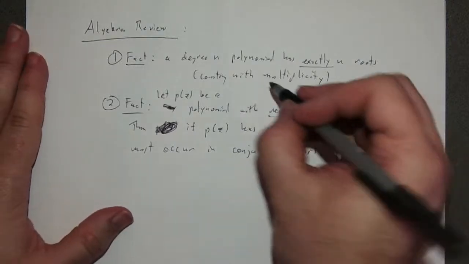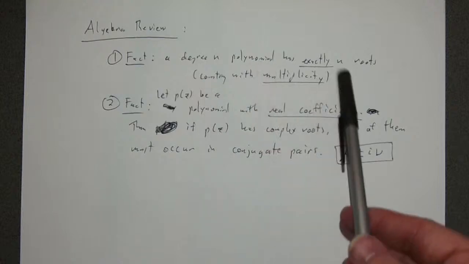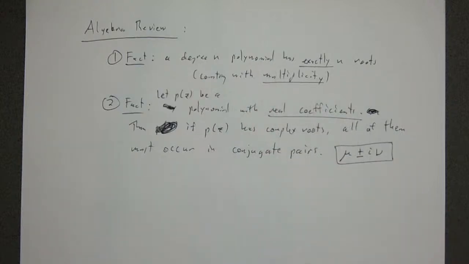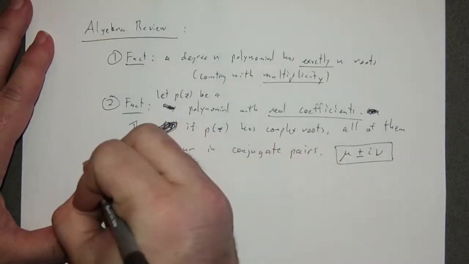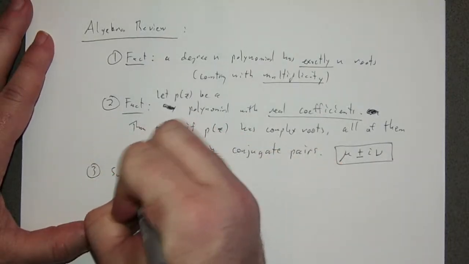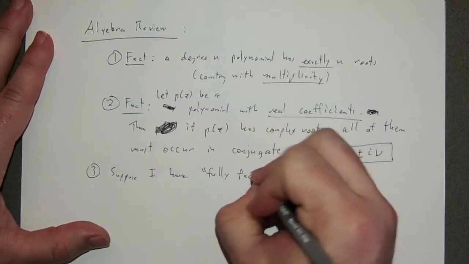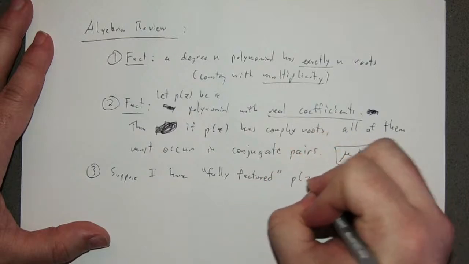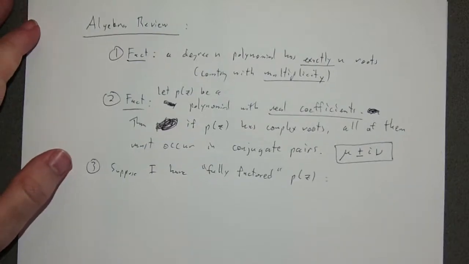Well, I have said counting with multiplicity here, but I haven't actually defined what multiplicity is, right? But if it's true that a degree n polynomial has exactly n roots, then I want to be able to factor this thing maximally. So suppose that I have fully factored P of z.